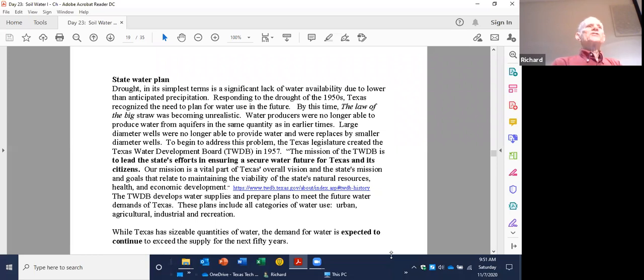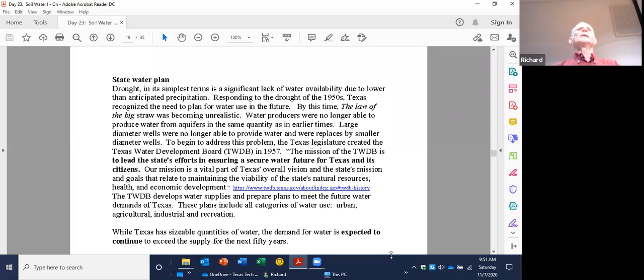But by 1957, some of the people were starting to realize that, hey, I can't do everything in this. And so the state of Texas, much to the chagrin of a lot of local landowners, had this Texas Water Development Board to start having some rules on how water is being used. The Texas Water Development Board develops water supplies and prepares plans to meet future water demands of Texas.